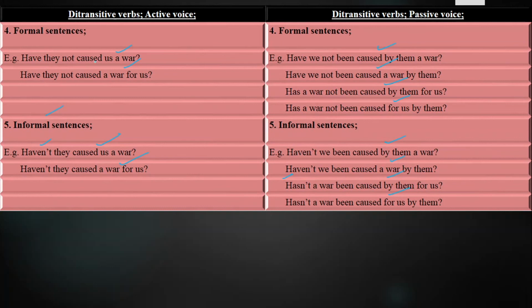So these are the sentences of ditransitive verb cause in the present perfect tense.